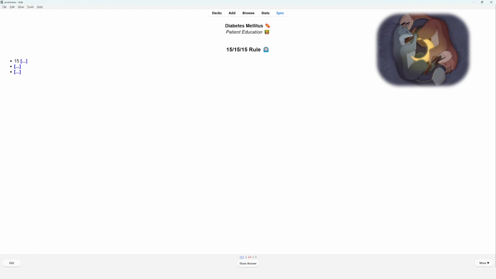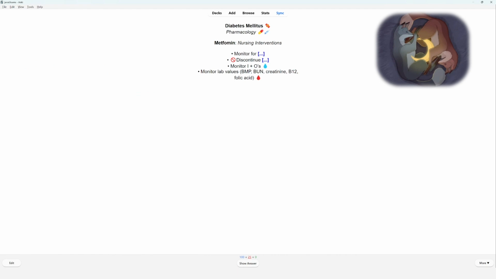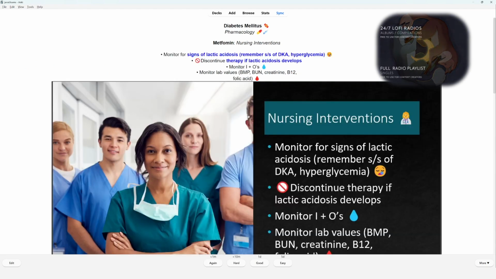15 grams of 15 rule. 15 grams of carbs, wait 15 minutes, recheck, give another 15 grams of carbs. If that doesn't work, then it goes on to the glucagon. Or 15 grams of fast-acting carb, wait 15 minutes, and then 15 more if less than 70. Okay. Monitor for lactic acidosis signs and symptoms. Discontinue if so.